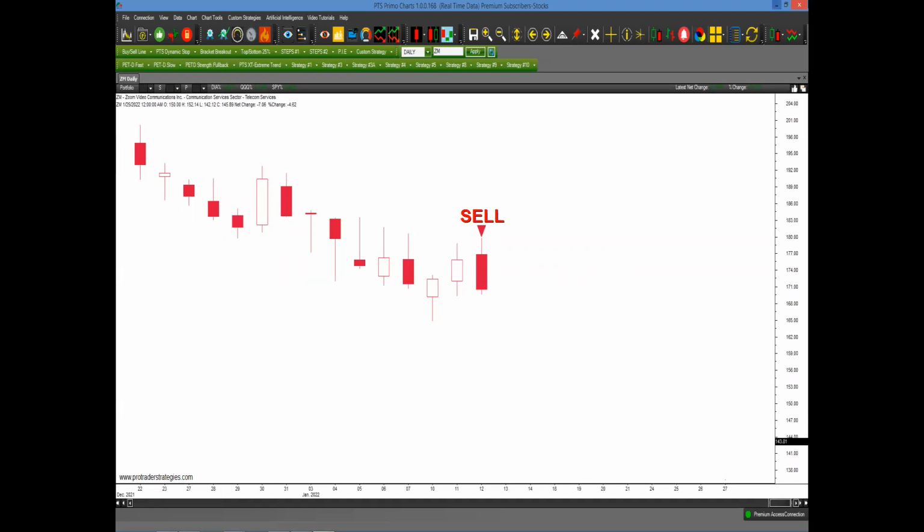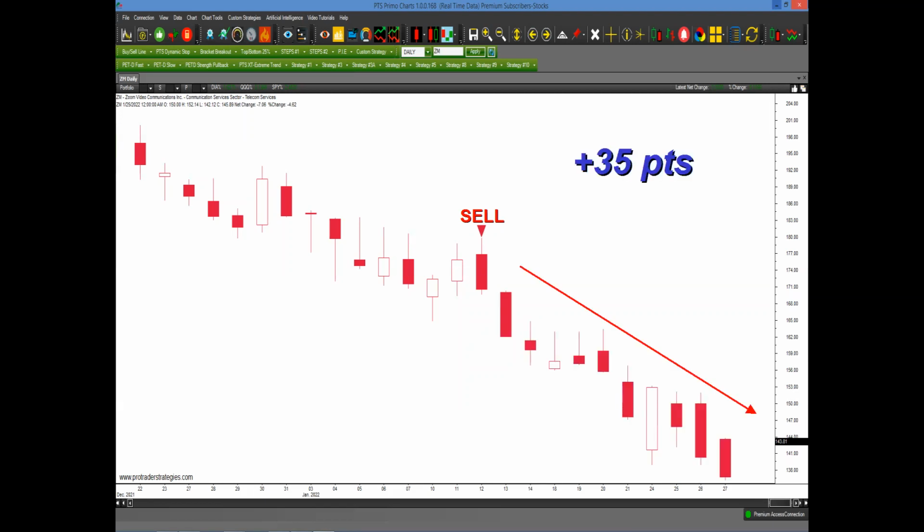Here's another example in Zoom. This was a few weeks ago. Obviously, it had been going down. All the bars were red, plus we had a strategy number 5 sell signal. So we have a perfect candlestick combo setup to go short in Zoom. Now, you could have bought the puts. You could have bought some type of spread with a bias to the downside, or maybe short the stock. It's up to you. But either way, you could have potentially made 35 points coming into last week.